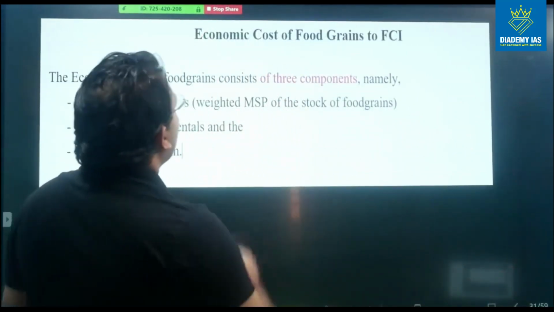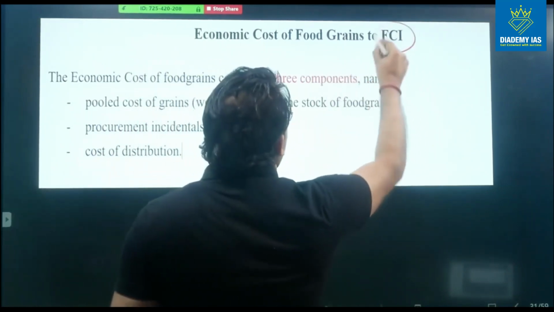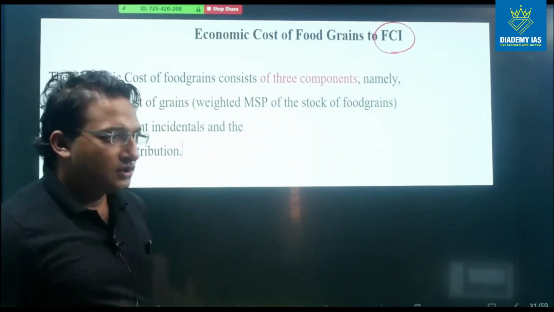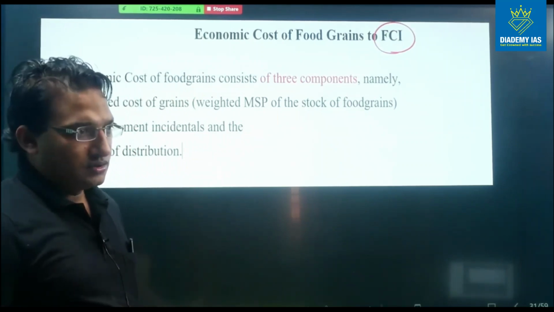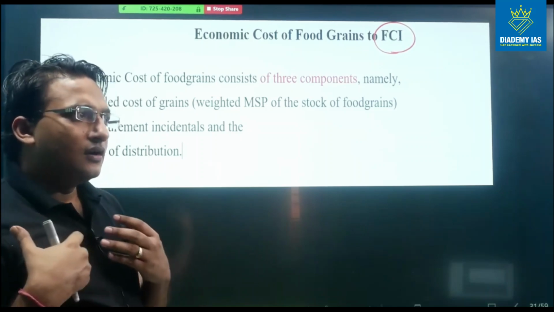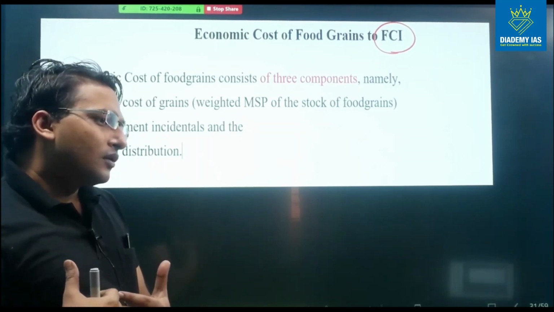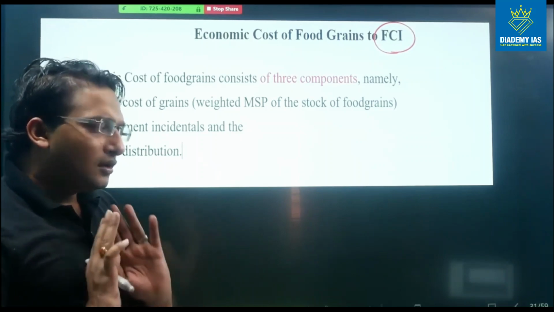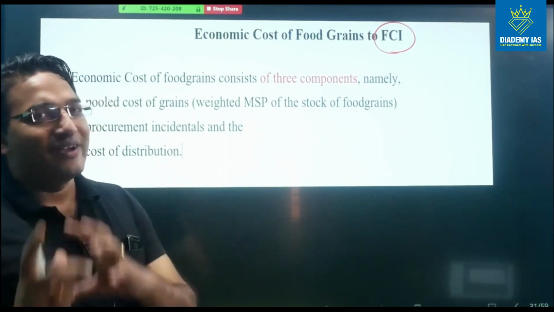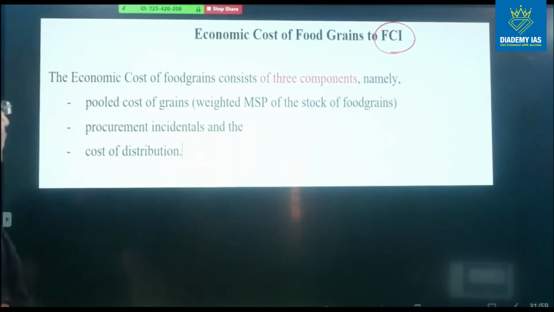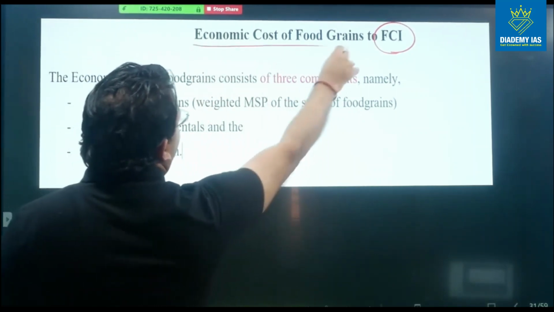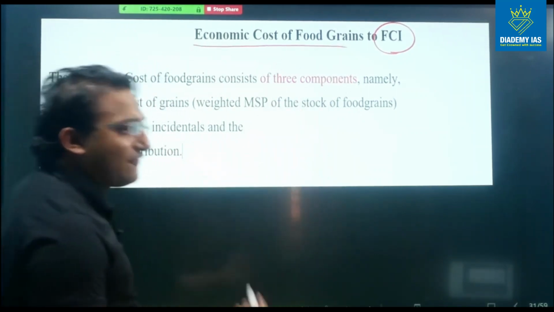Now, as I said, Food Corporation of India is an agency which procures and stores the goods, and apart from that, it distributes the food grains to the state. So the state actually distributes to the final consumer, right? So if we say what is the economic cost of food grain, that is the total cost of food grain for the FCI.